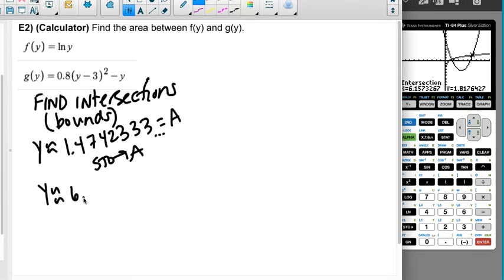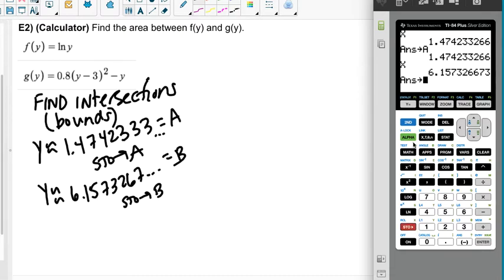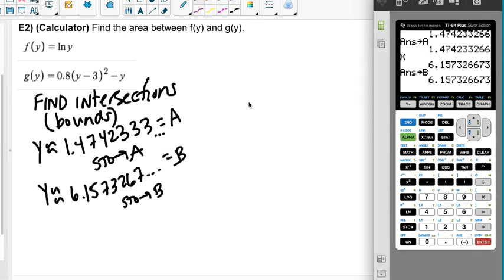6.1573267, and I'm going to call that B, and I'm going to store it as B for my own benefit. So I'm going to quit out of this. So second quit, I'm going to do X, and I'm going to go ahead and hit store alpha B. So it doesn't matter which letters, you could call them C and D, you could call them any letters that are not x's or y's or somewhere else in the problem. So don't use F or G or X or Y. Cool. Okay, so I've got these values.